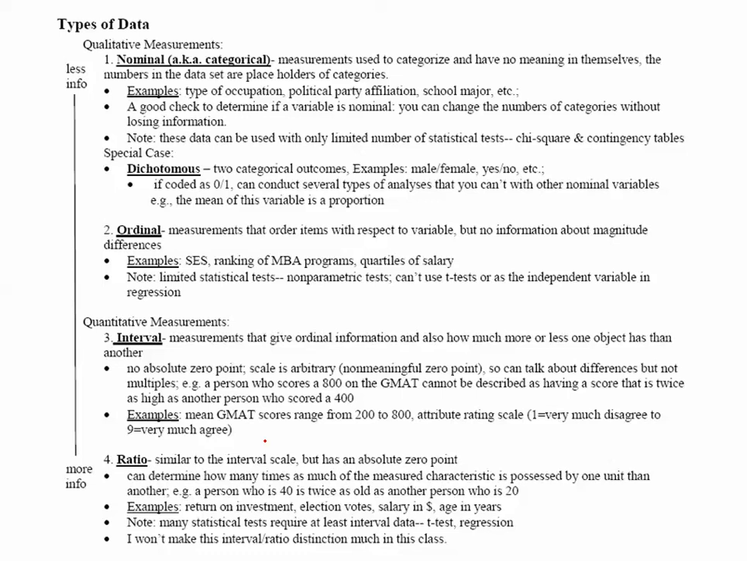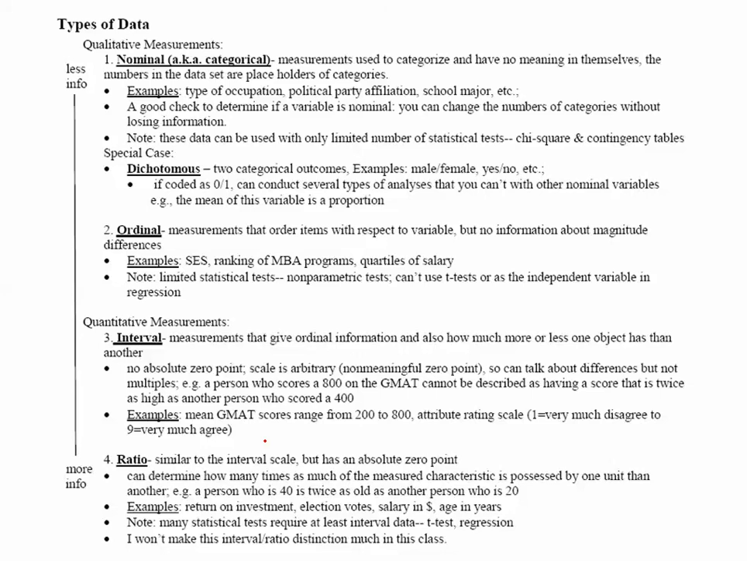So let's move into the different types of data that you'll be dealing with. And there's this taxonomy of data. And it starts with the most unuseful, I guess you would say statistically it's unuseful. It might be very useful in certain contexts. And that's nominal or categorical data. Categorical data are place fillers. They're basically buckets. So for example, it might be the type of occupation or the political party affiliation, school major.